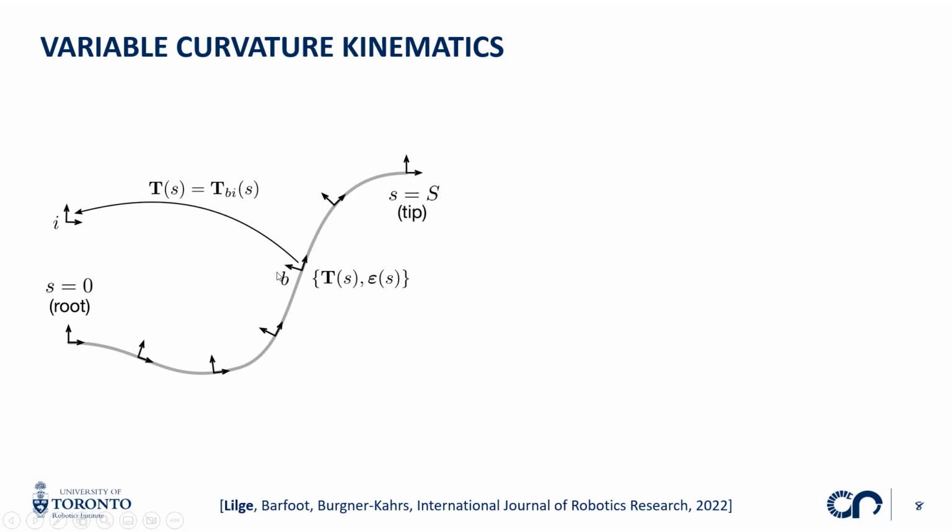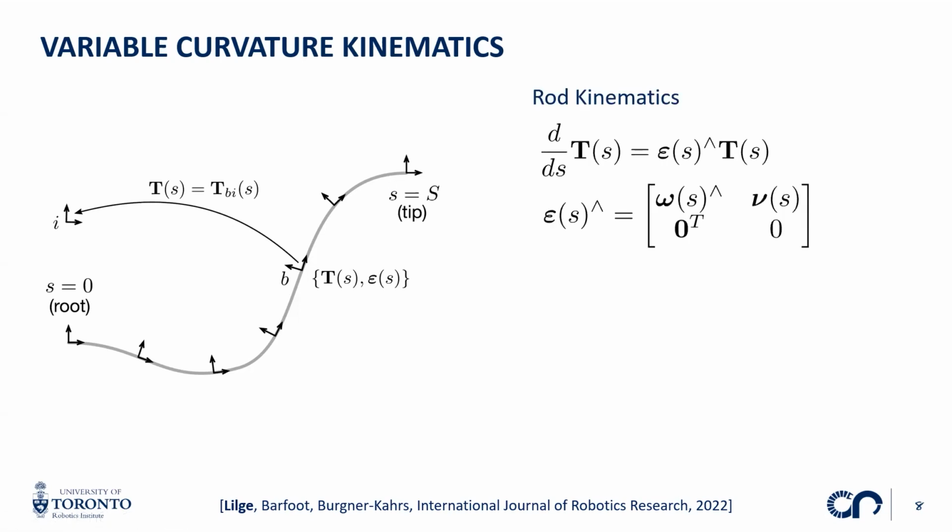find a transformation between the body frame of the robot and some inertial static frame, or world frame. So in this case, we express transformation matrices going from our body frame B to the world frame I. And I can do this for every continuous point along the center line. And I can use rod kinematics to describe how this pose changes as I go along the center line of my robot. And I do this with differential equations.